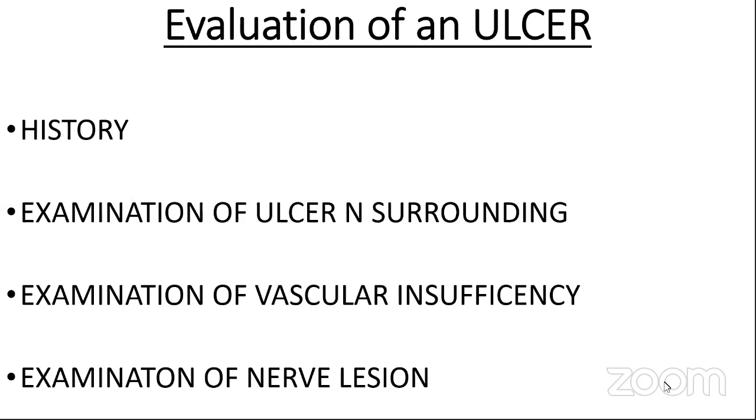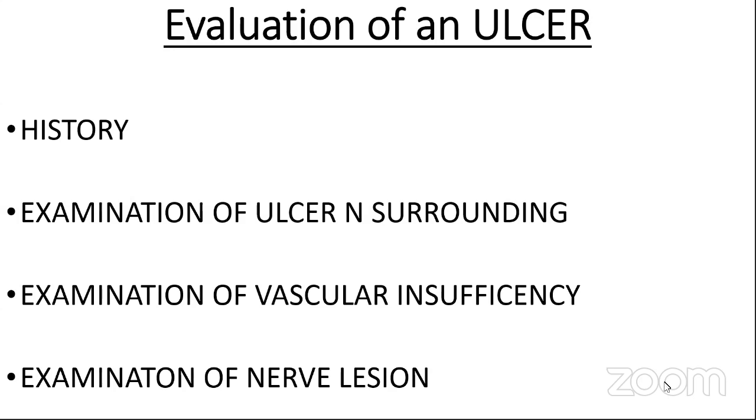Now what you got to do is to examine the ulcer particularly. After that, you have to examine the surrounding of the ulcer, how the skin looks, whether it is looking healthy or it is shiny, thinned out, whether there are any distended veins around, all this you got to look for. Then in general, you got to examine for vascular insufficiency. Now, vascular insufficiency means arterial and venous.